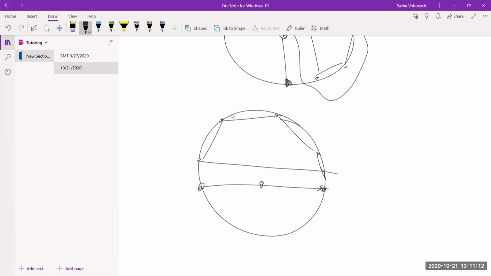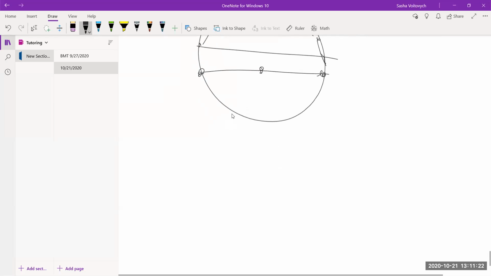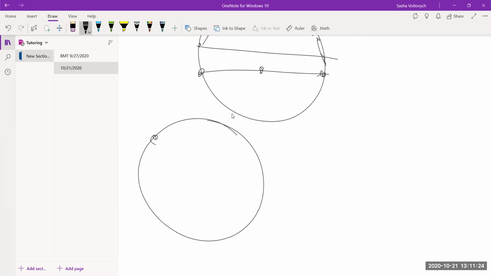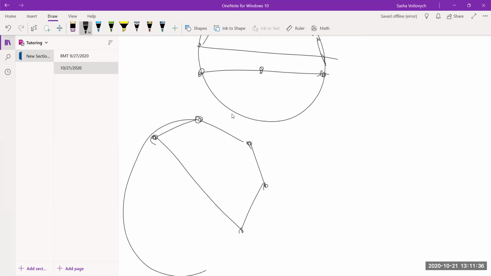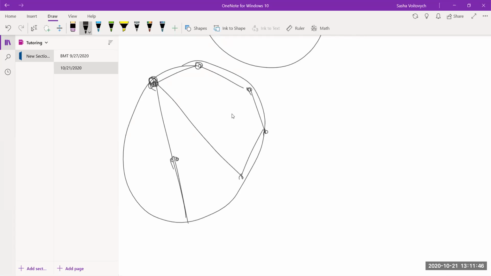So what I'm going to do here is introduce a polygon. So let's consider a polygon, and consider all diameters that pass through its vertices.